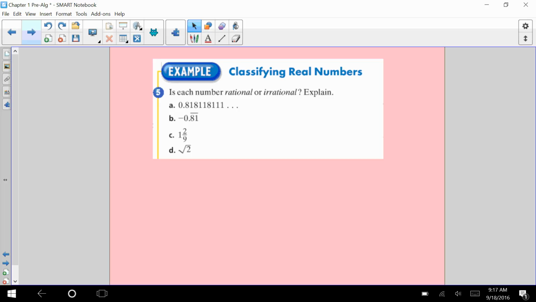Now we're simply going to classify whether or not these numbers are rational or irrational. 0.8181118111 follows a pattern, but it doesn't actually repeat. That makes it irrational. Negative 0.81 repeating. It's a repeating decimal, which means it can be written as a fraction, which means it is rational. 1 2/9. It's already written as a fraction. Straightforward, that one is rational. And the square root of 2, that's the one we just talked about. 2 is not a perfect square, so its square root makes it irrational.